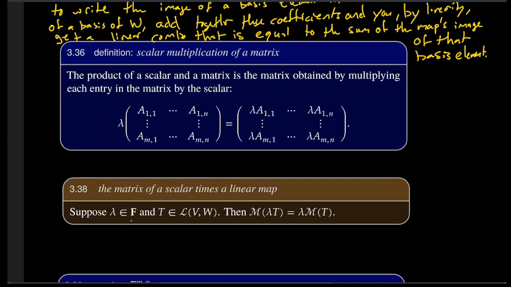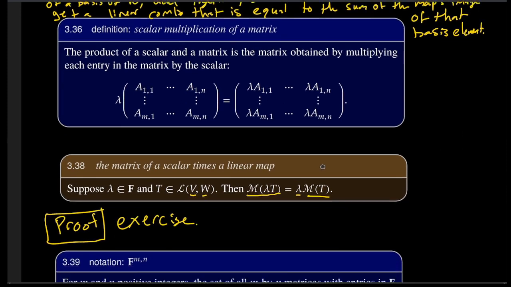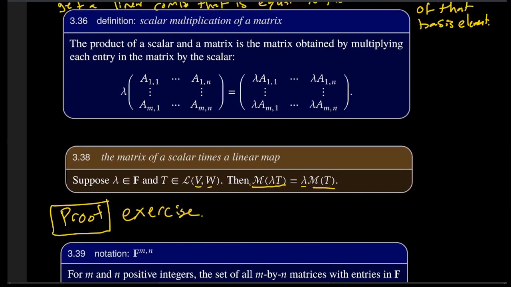Luckily, all of the nice properties you want still hold. If you take a scalar lambda and a linear map T from a finite dimensional vector space V to a finite dimensional vector space W, then the matrix of lambda T is lambda times the matrix of T. The proof of this I will leave as an exercise. But hopefully it's relatively clear.